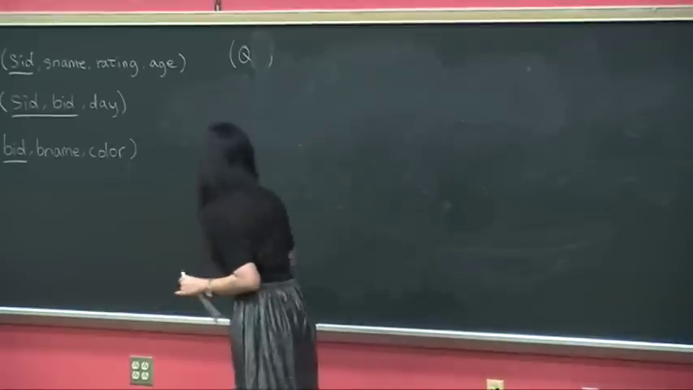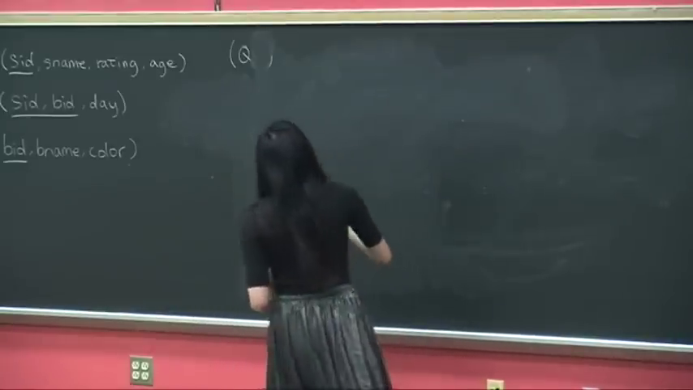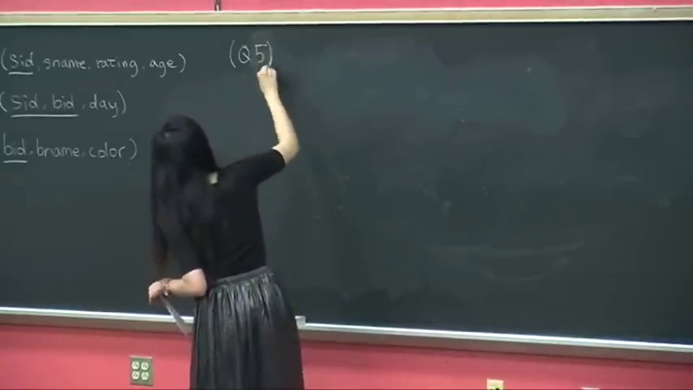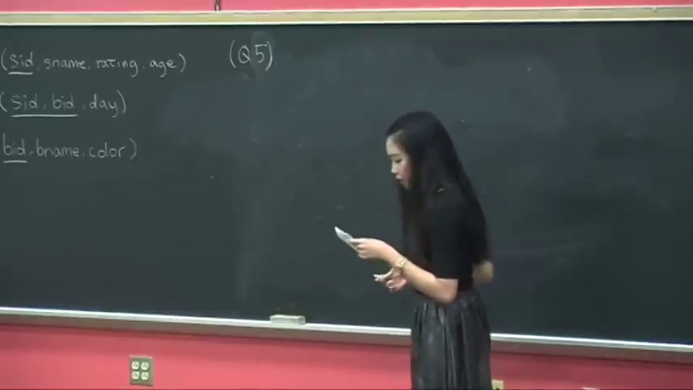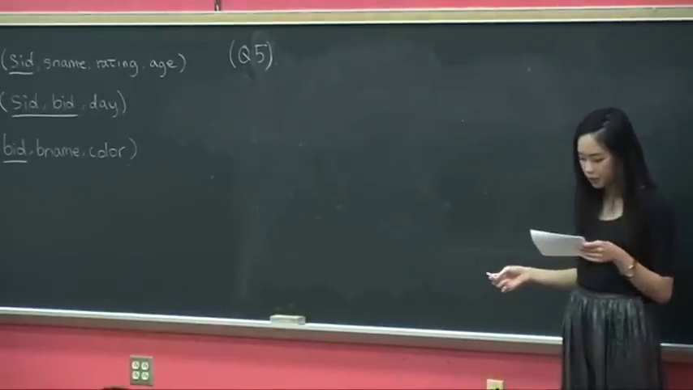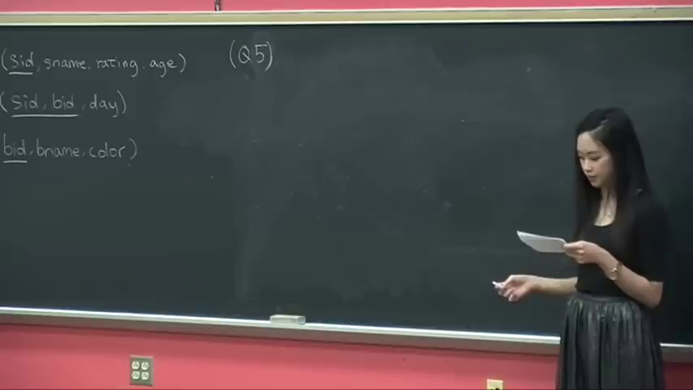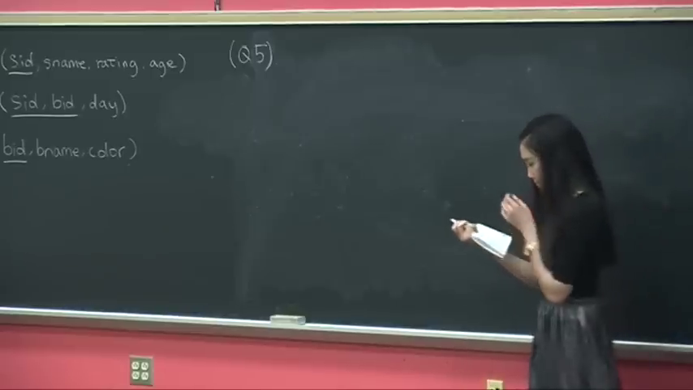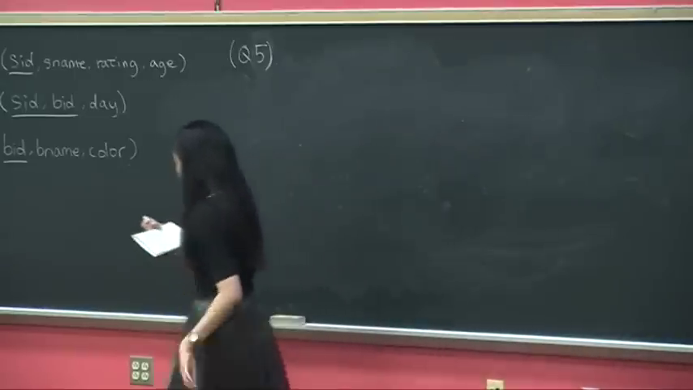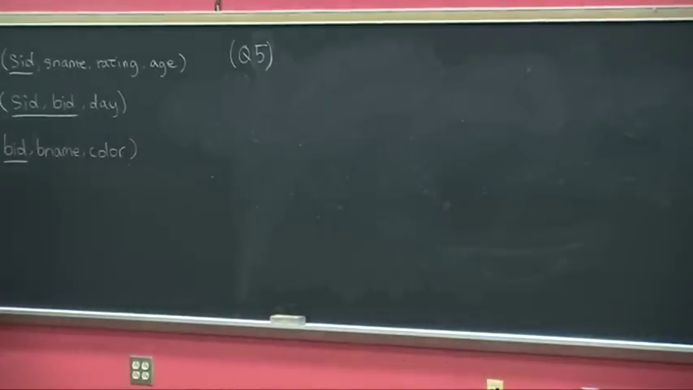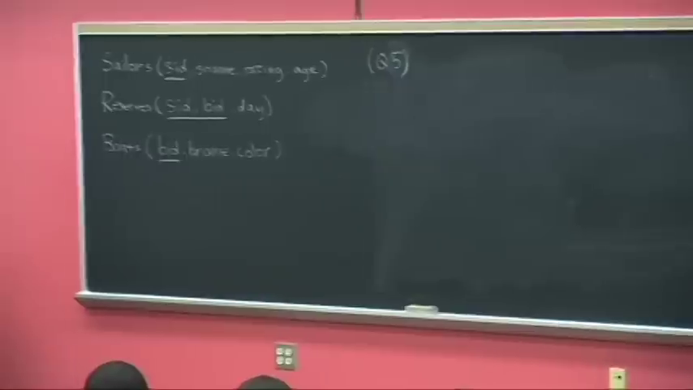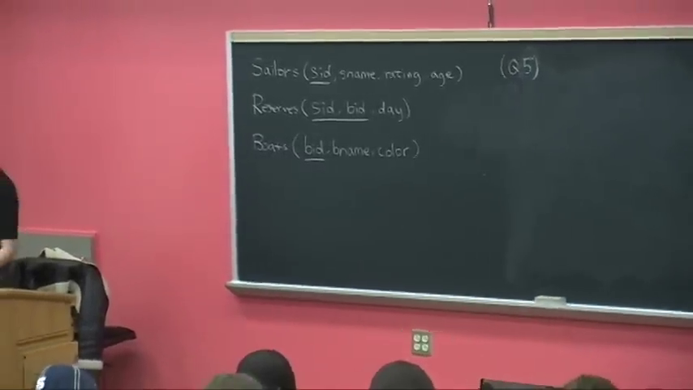Let's work on query 5. Query 5 is very similar. Query 6, I want to do a comparison. If you read query 5, we want to find the names of sailors who have reserved a red or green boat. Okay. So when we think about "or", what kind of concept that we have learned so far do you think will work? There are two.